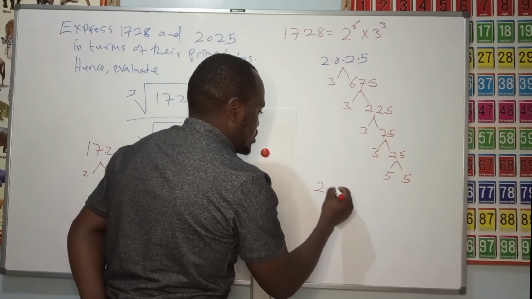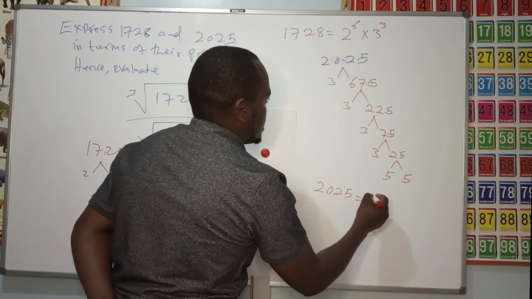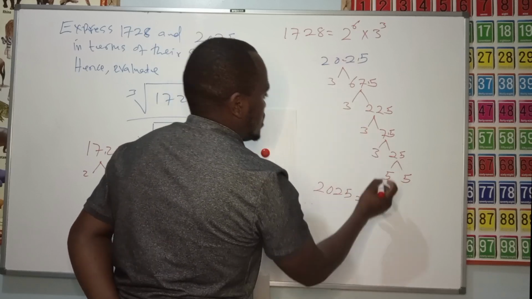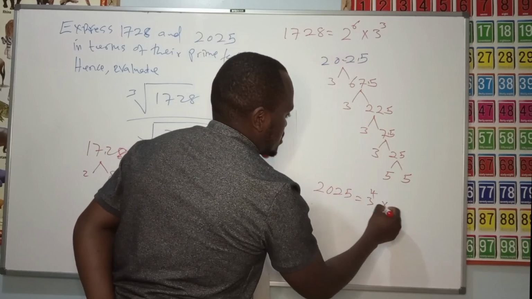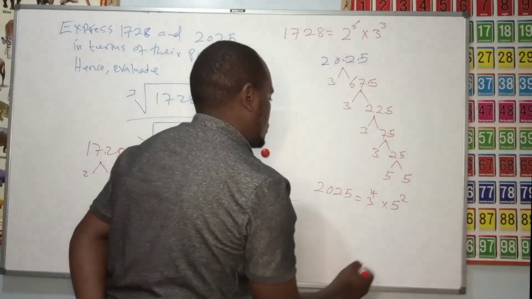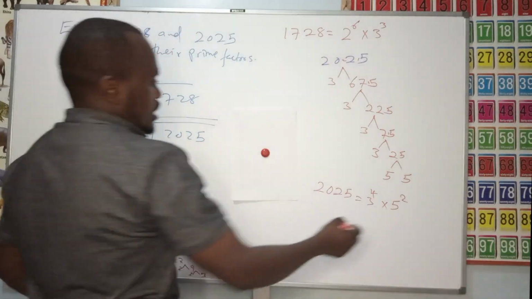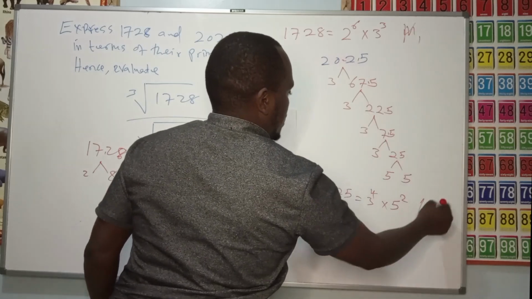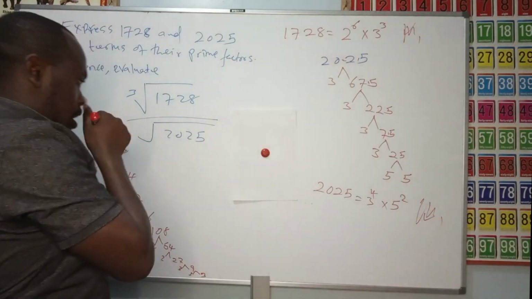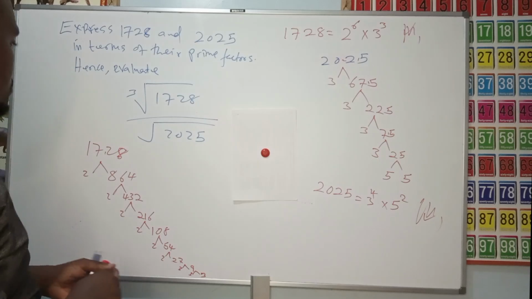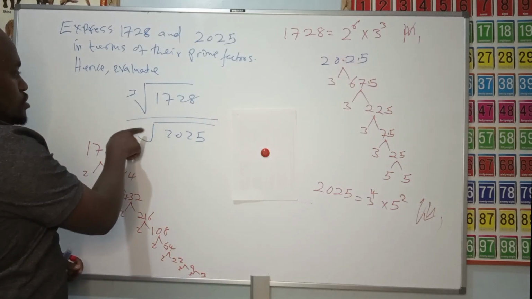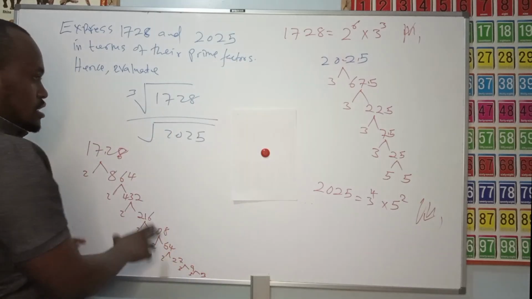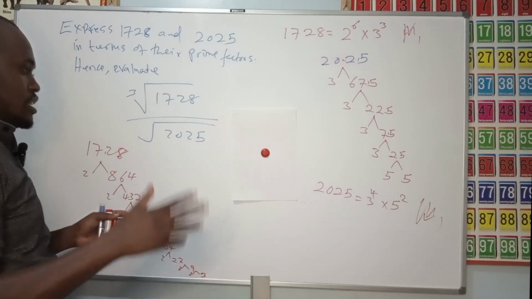So 2025 can be expressed as 3 raised to 4 times 5 raised to 2. Okay? That is correct. So you have 1 mark, M1, and M1 for the other. Up to that point, after you have answered this and this, you have 1 mark and 1 mark because of the method and the correct answer.